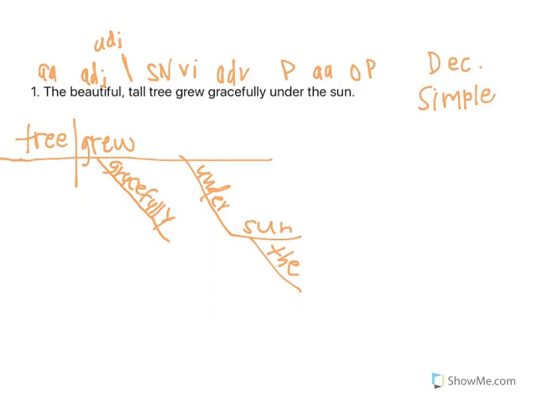Now we know these three words, the, beautiful, and tall, are all adjectives that are modifying tree. The tree, beautiful tree, and tall tree. These are words that are describing tree, character traits of tree. The beautiful tall tree grew gracefully under the sun.